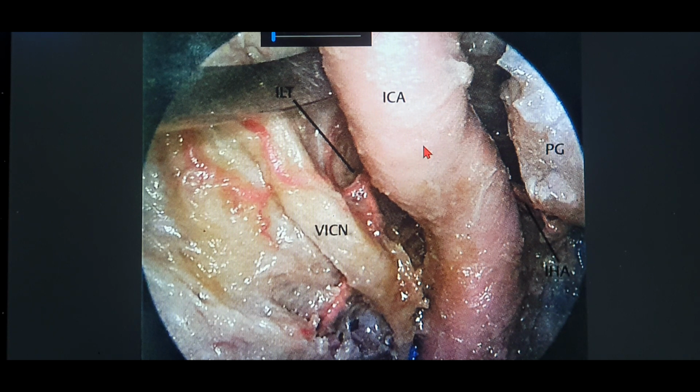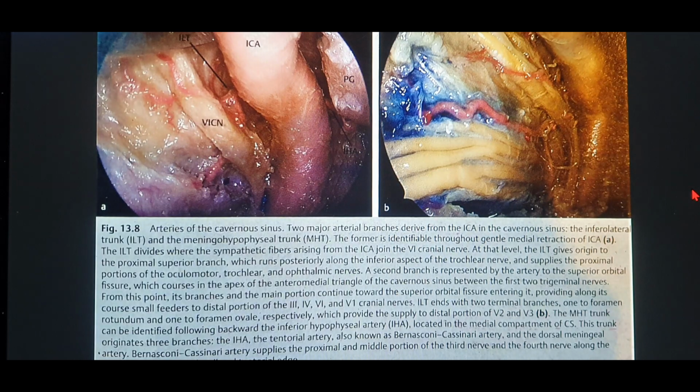So if you want to remember this theoretically, I can show you one more photograph of that so you can have both an audio and a visual representation of it. So I have the same photograph right here for you guys, and you can see the theory for this. If you can read this, the infero-lateral trunk divides where the sympathetic fibers arising from the ICA join the sixth cranial nerve. So that's one more important point, as in where exactly the infero-lateral trunk divides into two.